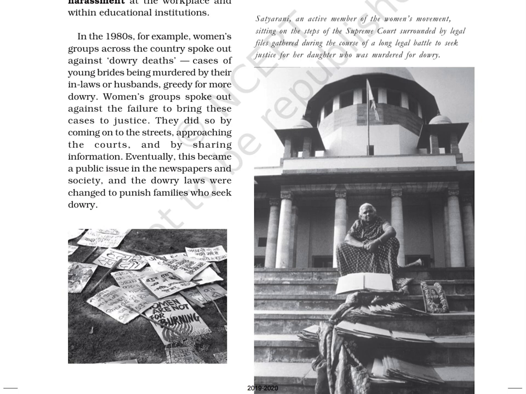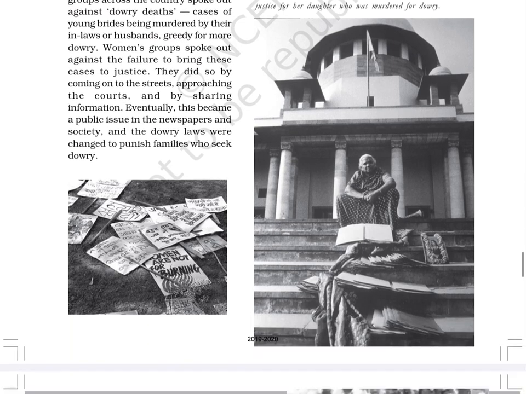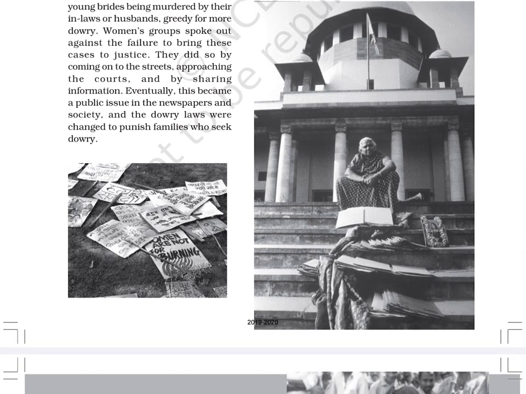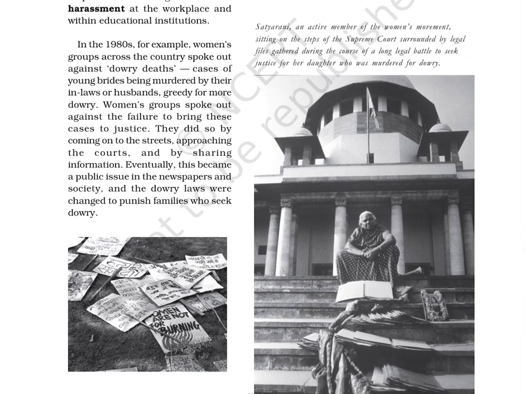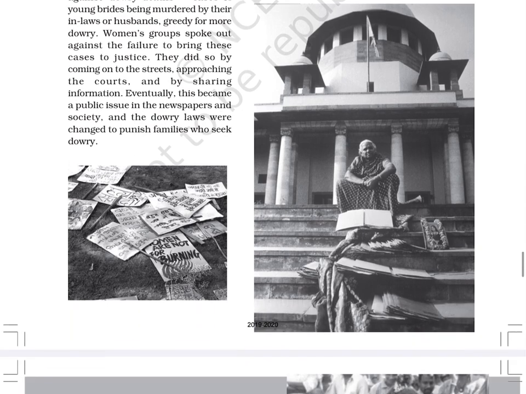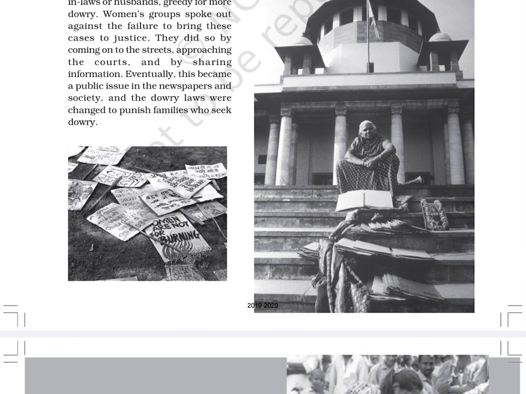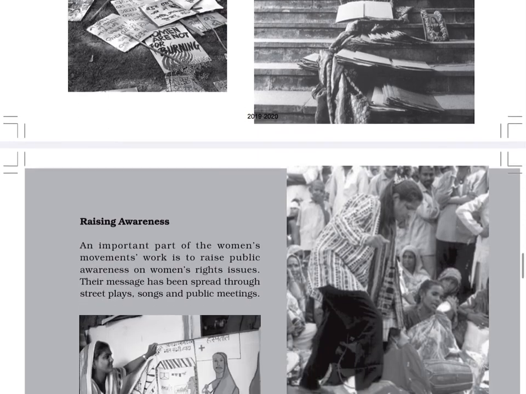who seek dowry. There is a picture given here on page number 64, which shows Satya Rani, an active member of the women's movement, sitting on the steps of the Supreme Court, surrounded by legal files gathered during the course of a long legal battle to seek justice for her daughter who was murdered for dowry. There is another picture given here on page number 64, which has many placards of slogans lying on the road after a protest. Page number 65.